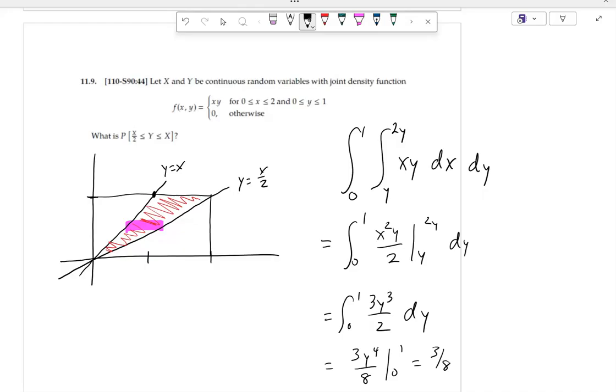By the way, again, you should make sure that your answer makes sense. It's a probability, so it better be between 0 and 1, right? We're done. Okay?